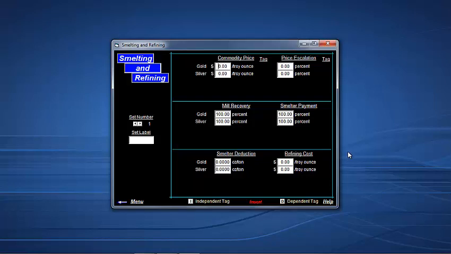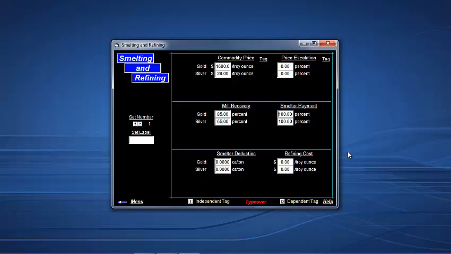Essentially, we're going to define the commodity values on this screen. So, in other words, what we get paid for what we're producing. Say gold is selling for $1,600 a troy ounce right now, silver for $28 a troy ounce. Say we recover 85% of the gold through the mill and about 65% of the silver.